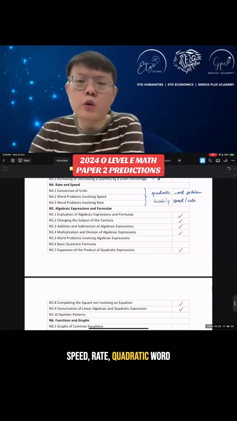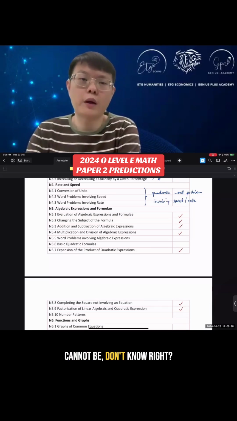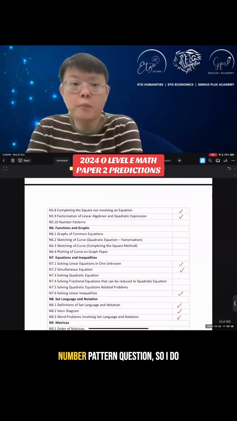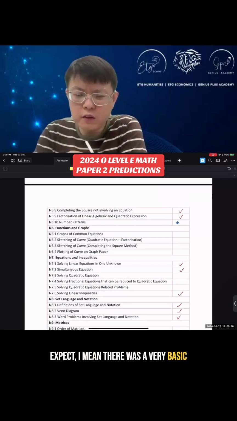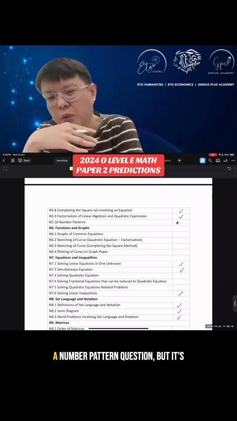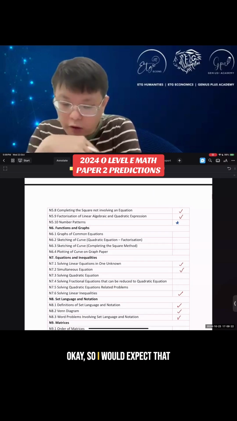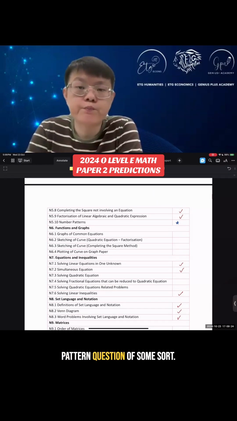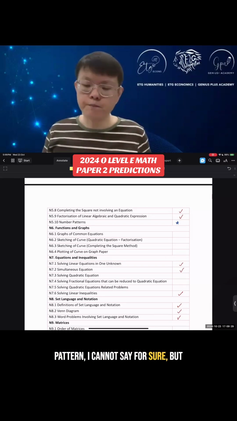Speed, rate, quadratic word problems you all do from Sec 2 until now, so many already. Cannot be, don't know, right? Next, also notice that there was no number pattern question. So I do expect, there was a very basic 2-mark. You can argue that that's a number pattern question, but it's not really a number pattern question. Okay, so I would expect that there will be a number pattern question of some sort. Specifically what number pattern I cannot say for sure.